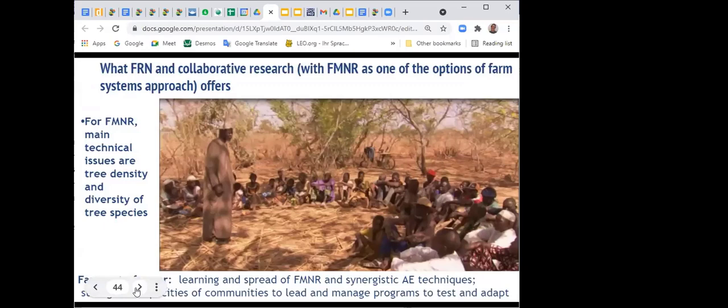So now we move from the technique itself, where the main technical issues related to research are the tree density and the diversity of tree species. And you have 2 minutes. Okay, and FMNR is just one of the options. And now we're going to go through the link to FRNs. Over to you, Chomba.